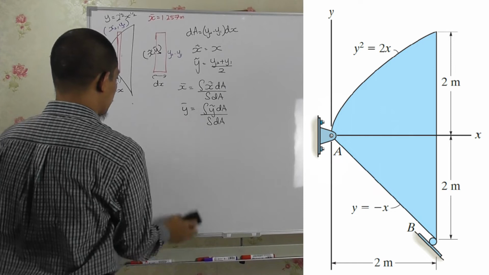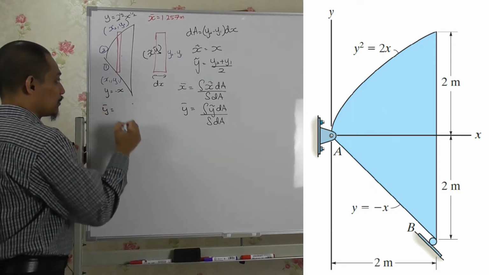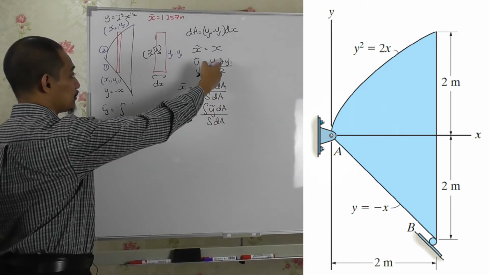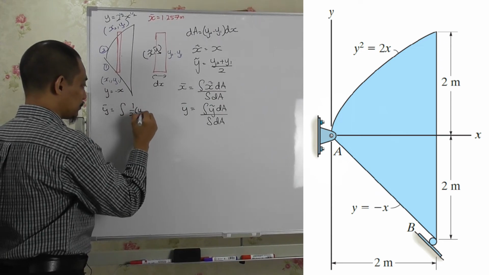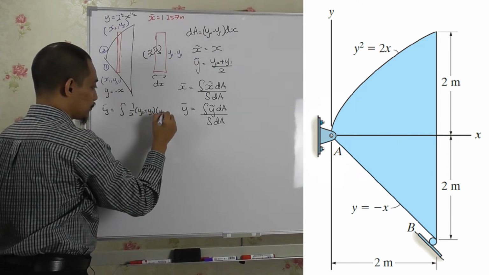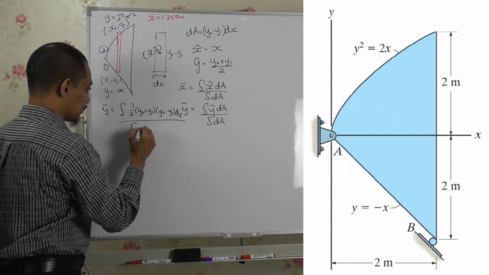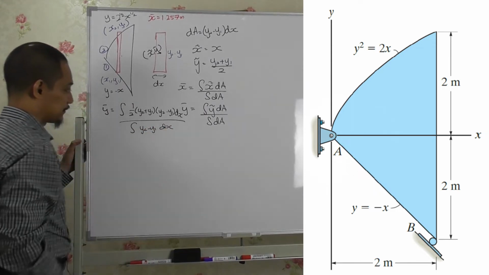Do you have enough space? Because it's longer, I think. So y bar, integration of this thing, so integration of y bar is this one. If I take half outside, you get y2 plus y1, and then dA is y2 minus y1 dx over integration of y2 minus y1 dx.